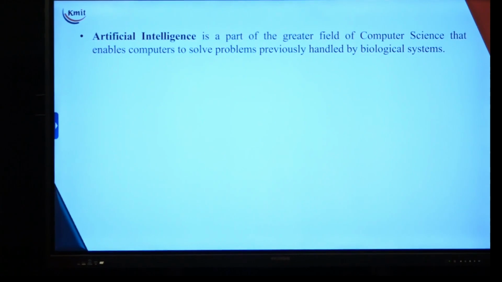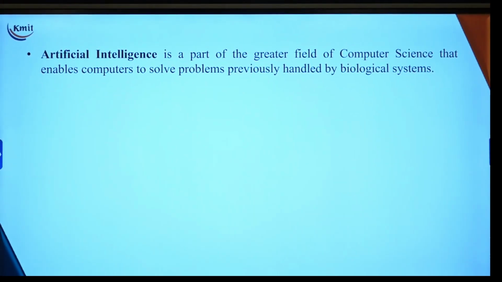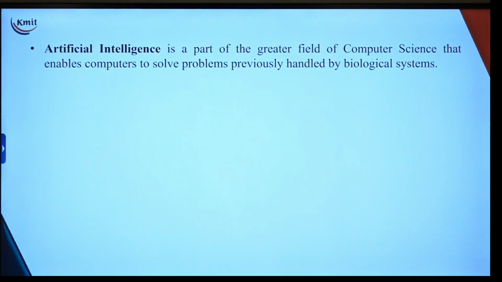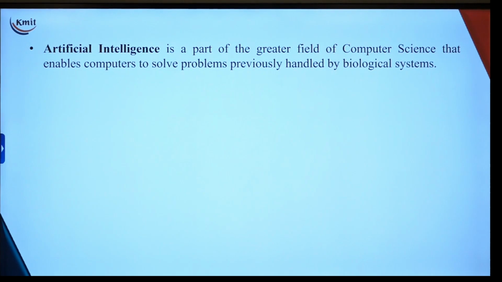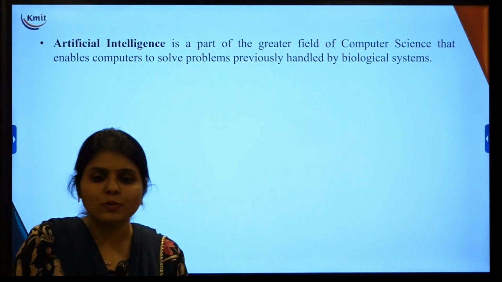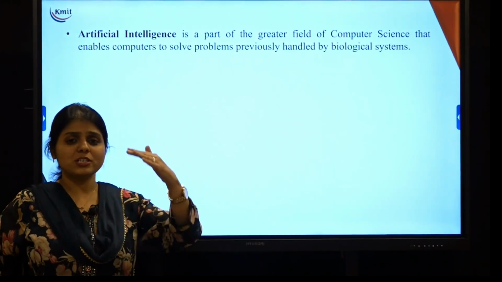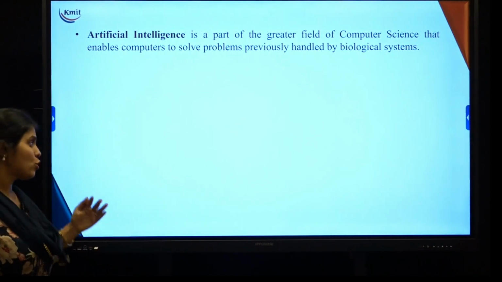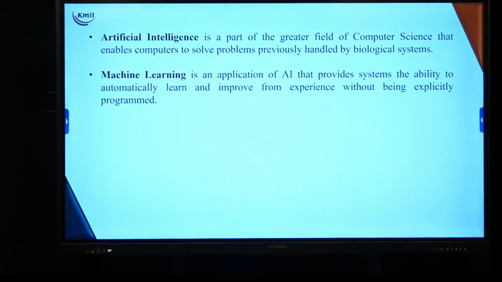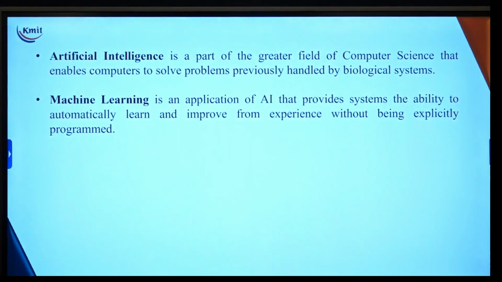Okay, now AI is part of the greater field of computer science, the broad subject that enables computers to solve problems the way humans solve them. Okay, so if you want to have a replica of a human like a robot, that is all about AI. So AI is not just one step. Okay, so in order to achieve this, we have studied machine learning, which is an application of AI that provides a system the ability to learn without being explicitly programmed.